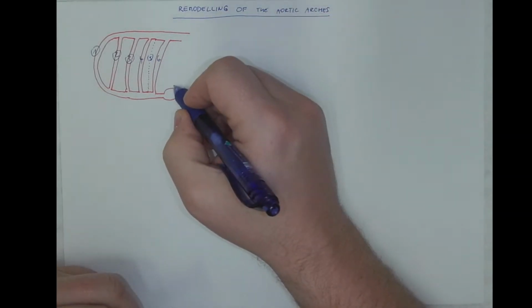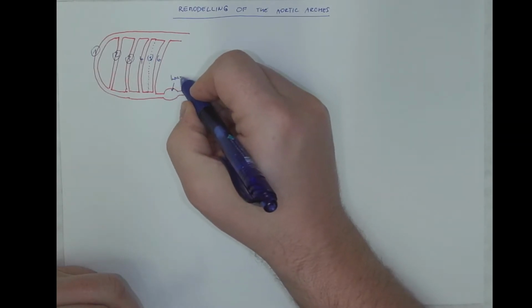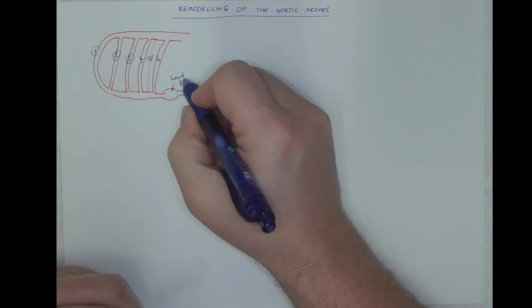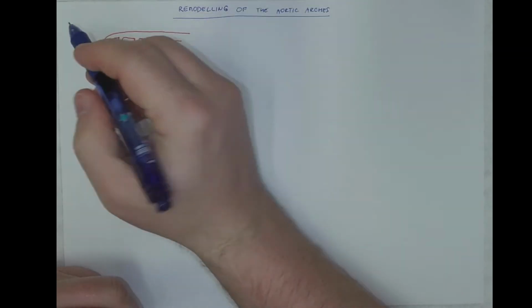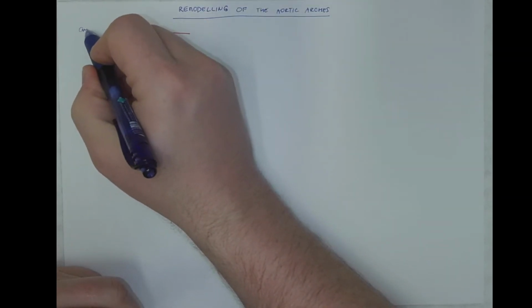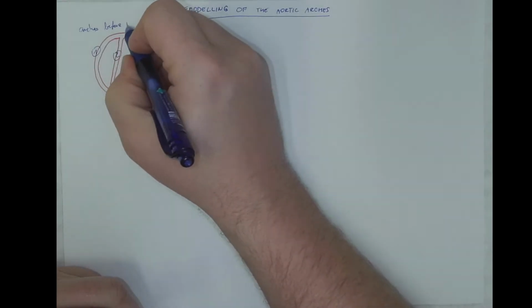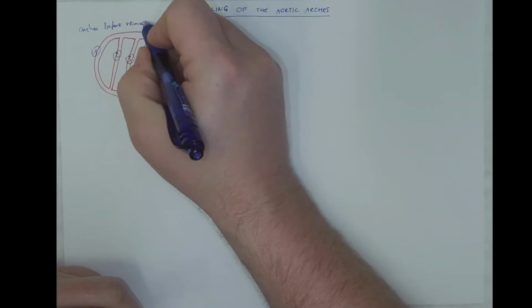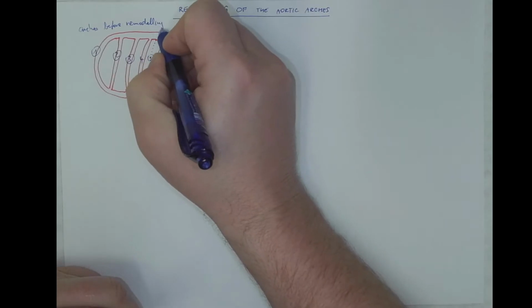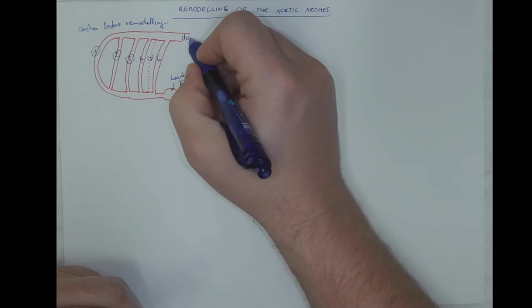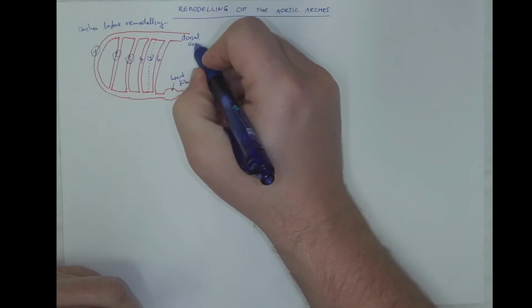This is the heart tube. And these are the aortic arches before remodeling. Before the remodeling. This will be the dorsal aorta. Dorsal aorta.